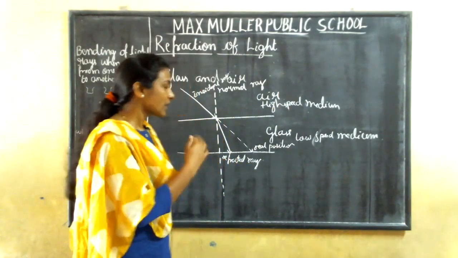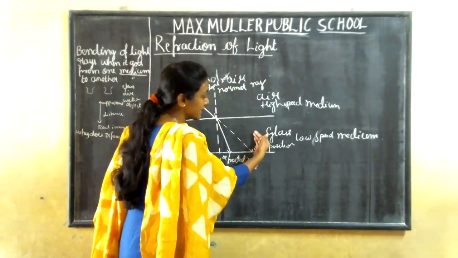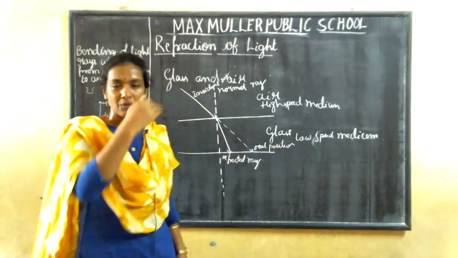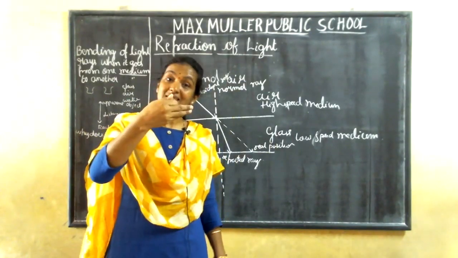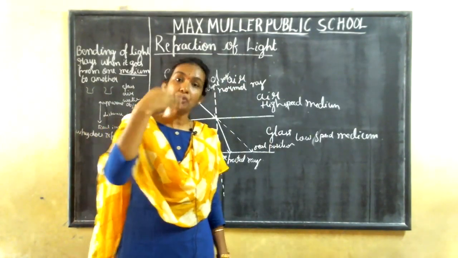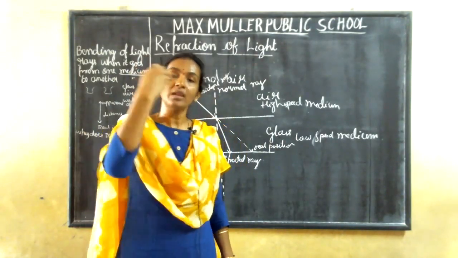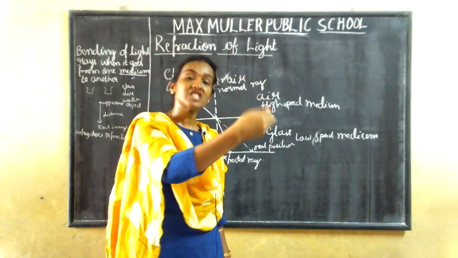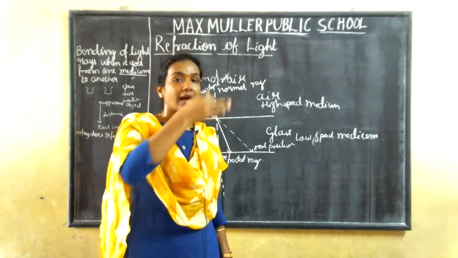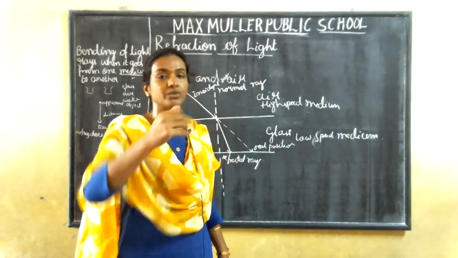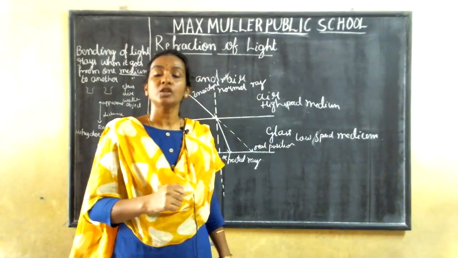Okay. Now I will do this in reverse. When the light rays are coming from glass to air. Again, glass is a dense medium. The speed of the ray is lesser than in the air medium. Clear? So when the light rays are coming from glass medium to air medium, what happens here? The light rays go away from the normal ray.